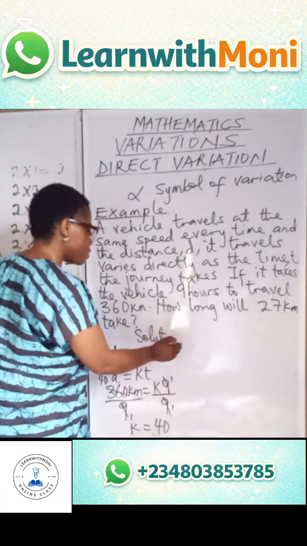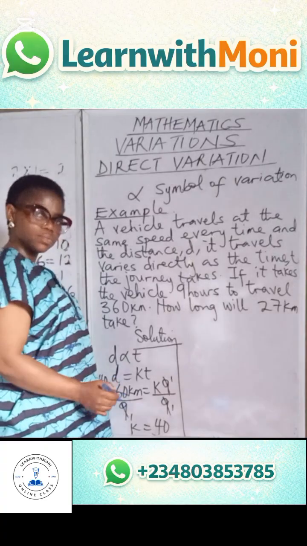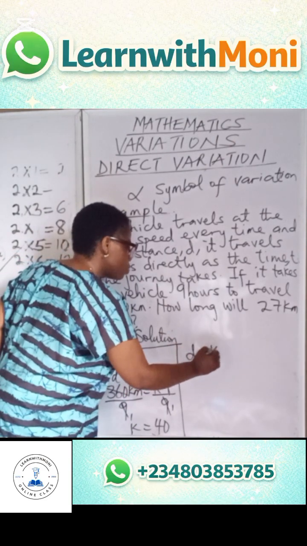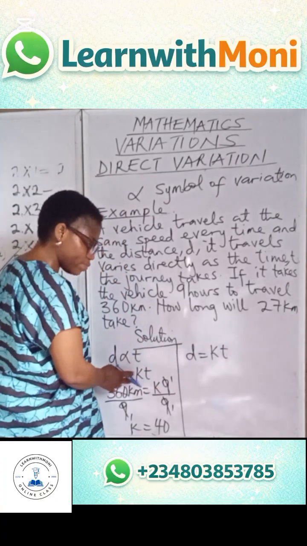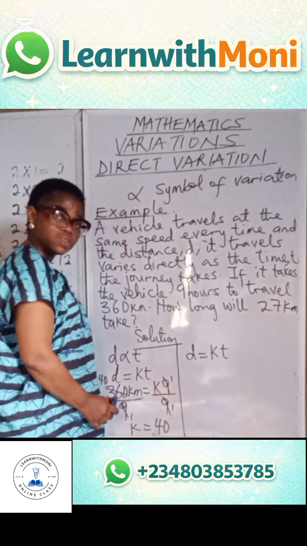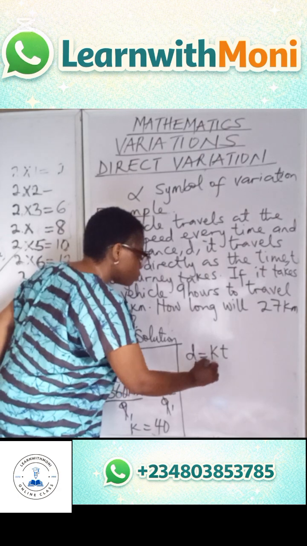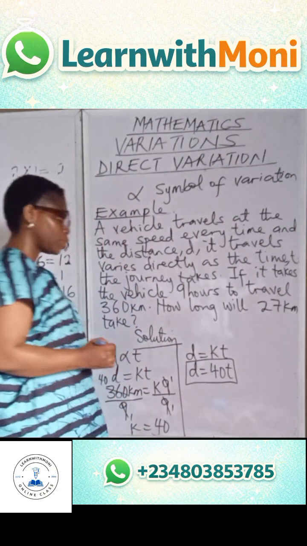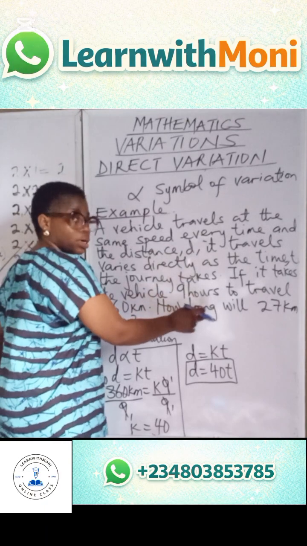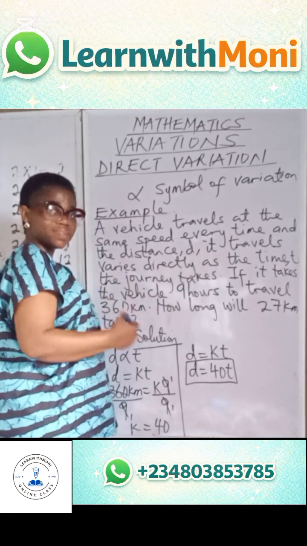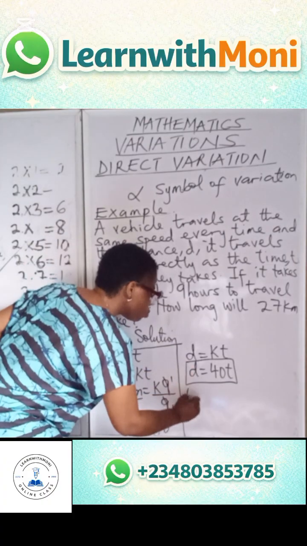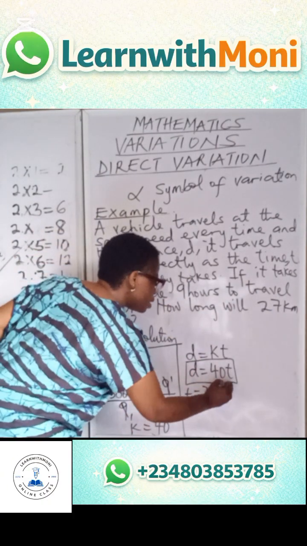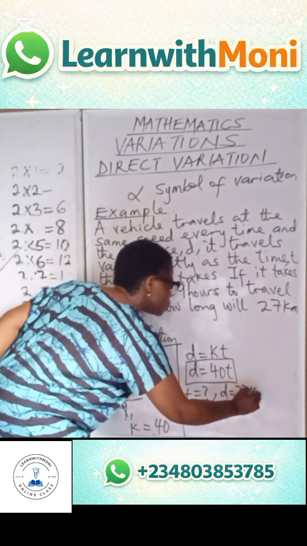Now we want to answer the question we are asked. Let us get the equation of the relationship. D is equals to kt. That is what we have here. Now we know that k is 40. That means D is equals to 40t. This is the equation of the relationship. Now we are asked how long. How long is a question asking about time. That means what will be t when d, the distance, is 27 kilometers.